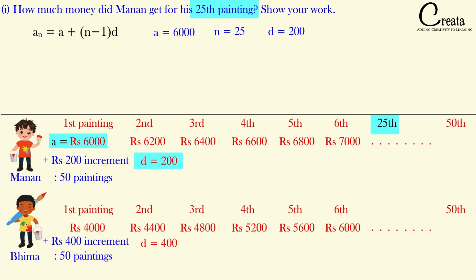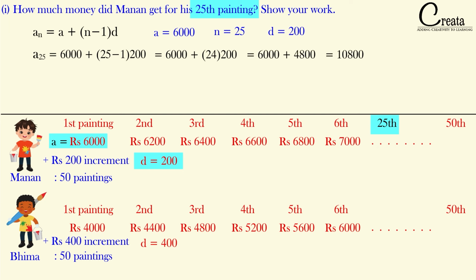So let's calculate the 25th term. Let's put in a as 6,000, n as 25 and d as 200. On solving, we got the answer as 10,800. So Manan will get 10,800 rupees for the 25th painting. Got it? For the first painting, Manan gets only rupees 6,000. But as the increment keeps adding up, for the 25th painting Manan will get 10,800 rupees. That is the answer for the first part.